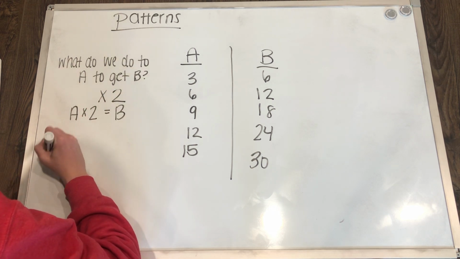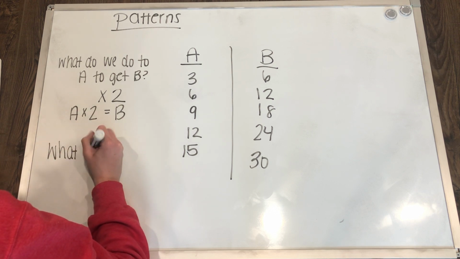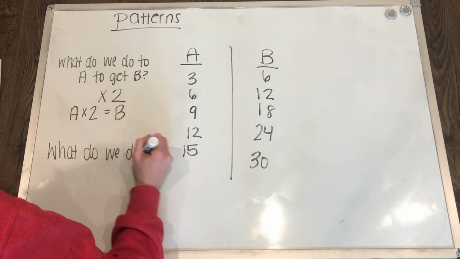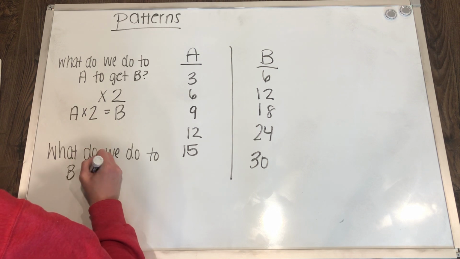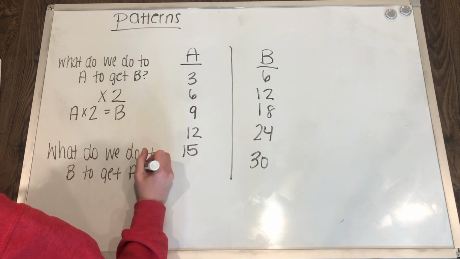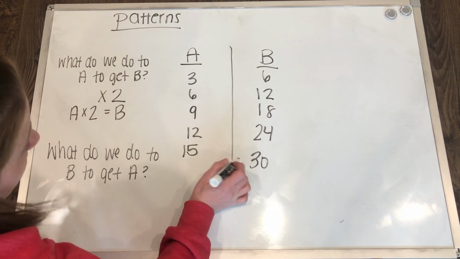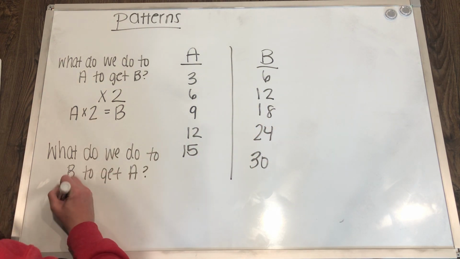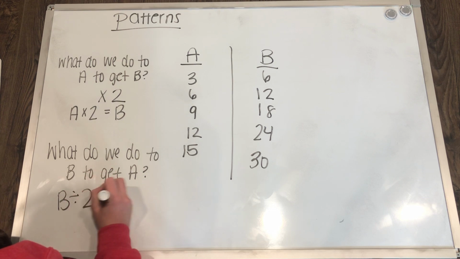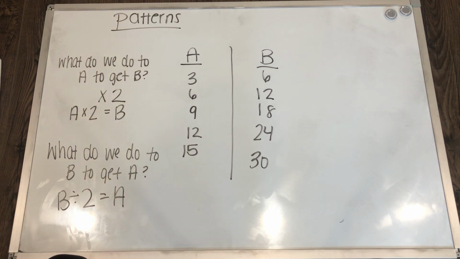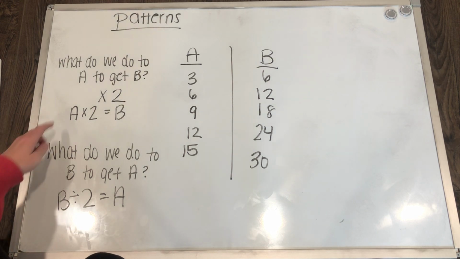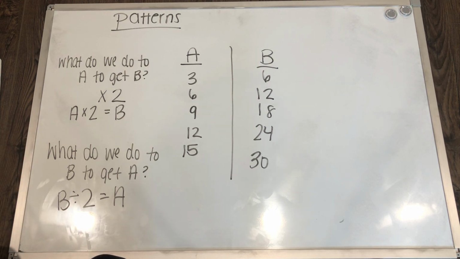What if I switch that though and I said, what do we do to B to get A? So we're going from 6 to 3, 12 to 6, 18 to 9, 24 to 12, 30 to 15. Now we're dividing by 2. So it's important to really read the question and ask yourself, what is this really asking me? Because it's very easy to make a small mistake with either saying multiplying by 2 or dividing by 2 if we're not reading the question properly, okay?